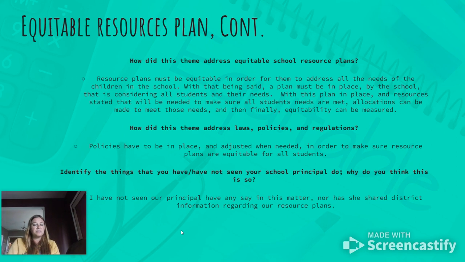How did this theme address laws, policies, and regulations? Policies have to be in place and adjusted when needed in order to make sure resource plans are equitable for all students. Identify the things that you have or have not seen your school principal do. I have not seen our principal have any say in this matter, nor has she shared district information regarding our resource plans. I'm not saying that she doesn't, I just have not seen that personally.